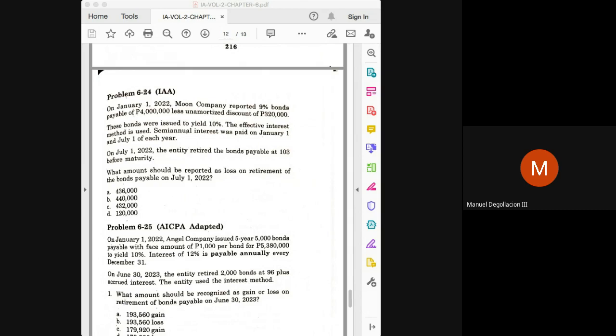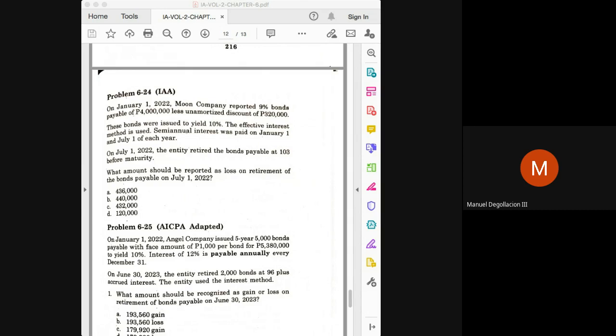The carrying amount is 4 million minus 320. That is 3,680,000. Okay, 3,680,000 times 1/2 of the effective interest rate of 10%. 1/2 because this is semi-annual interest payment. Okay, annual effective interest rate is 10%. You get 1/2, you will get 5%. So 3,680,000 times 5%, you would get interest expense of 184,000.